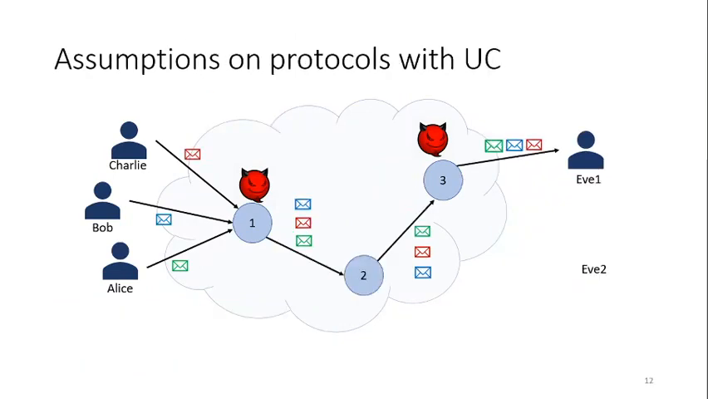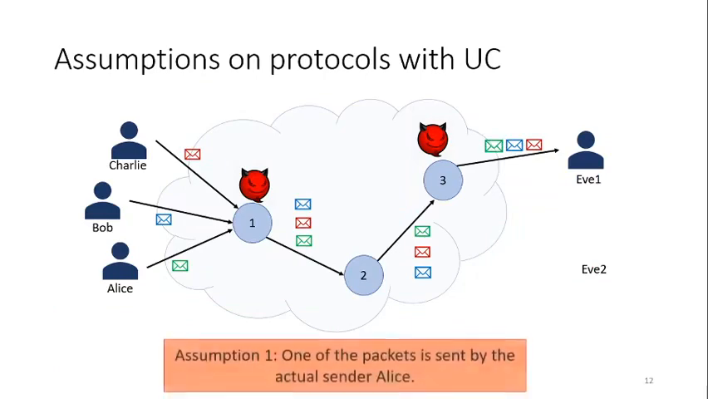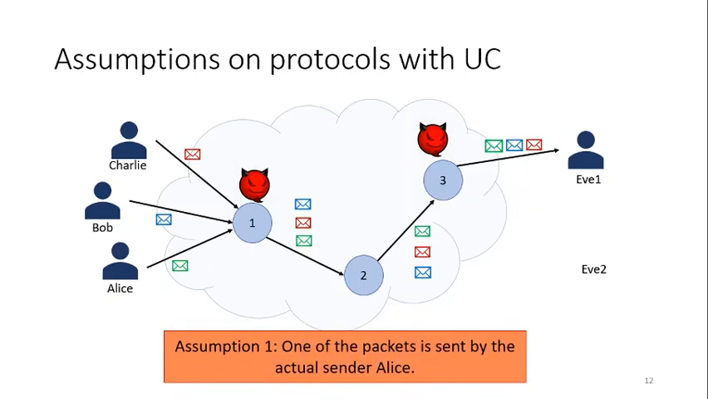To derive our results, we impose some assumptions on user coordination. Our first assumption is that one of the shares is sent by the actual sender Alice. This is because the user coordination happens as part of pre-setup, and at that point the message from Alice is unavailable. So without Alice sending any information about the message, it is not possible to retrieve the message itself.